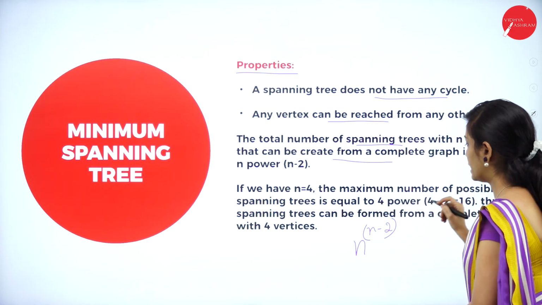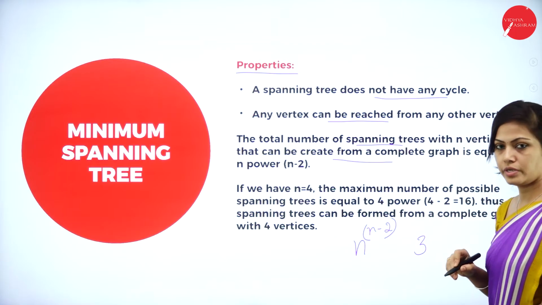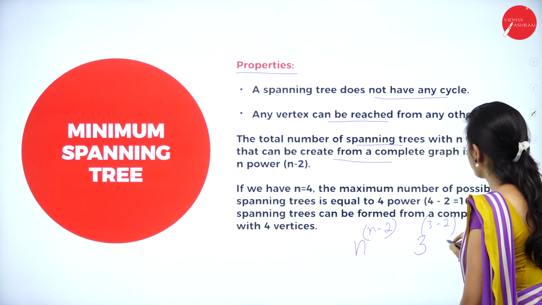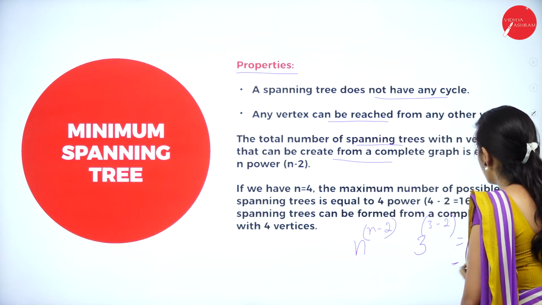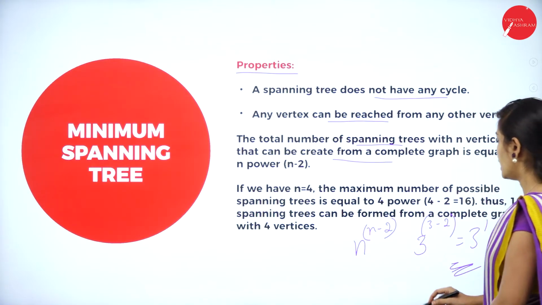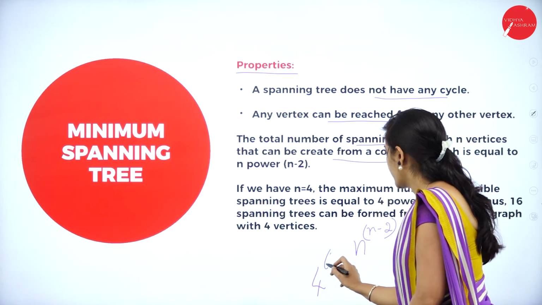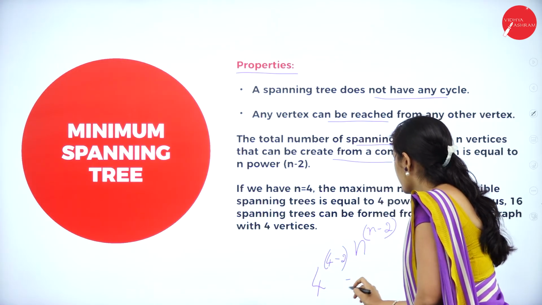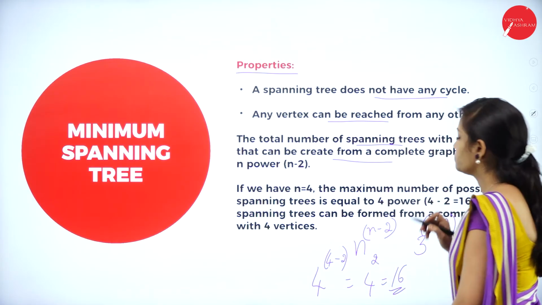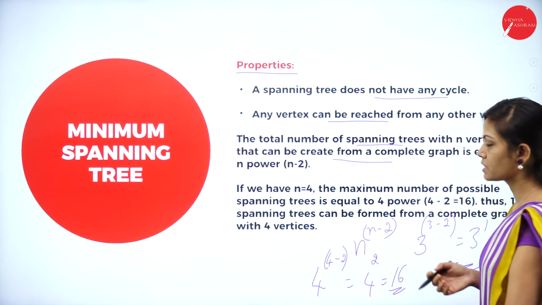Is it clear? Example: if you have 3 vertices, then 3 power 3 minus 2, how many spanning trees will you get? You will get 3 spanning trees. And if you have 4 vertices, n minus 2 means 4 minus 2, so 4 power 2 is equal to 16 spanning trees. You will get 16. Is it clear? So this is an example for minimum spanning tree.